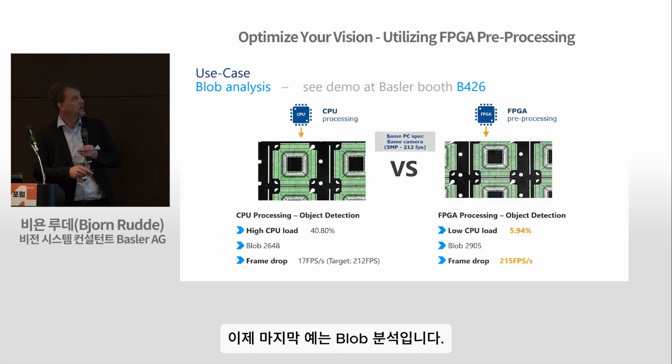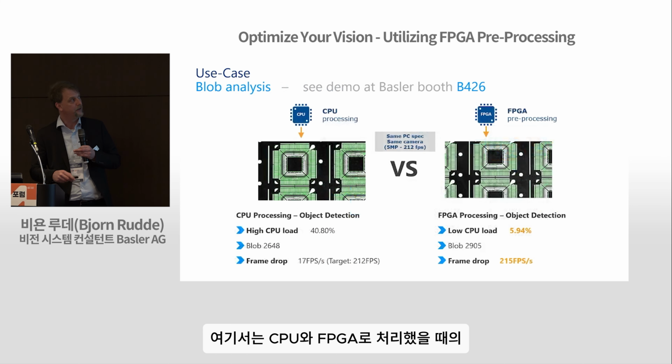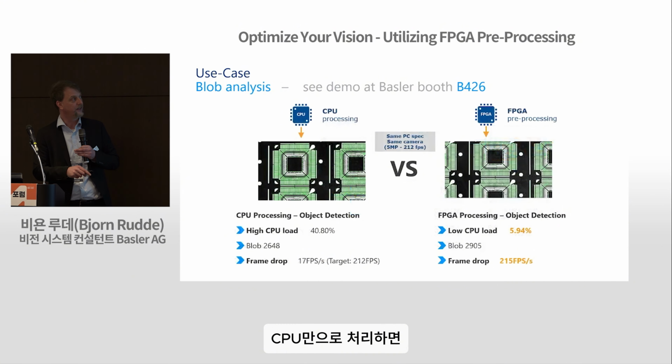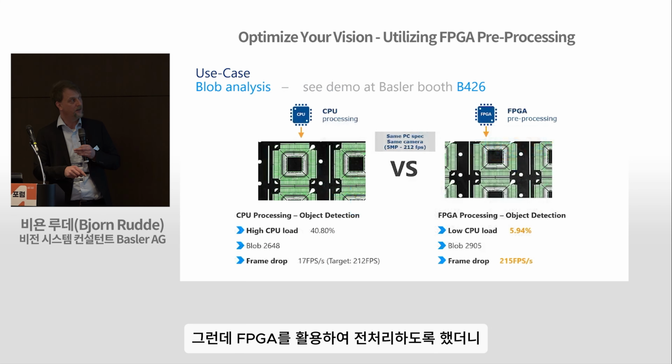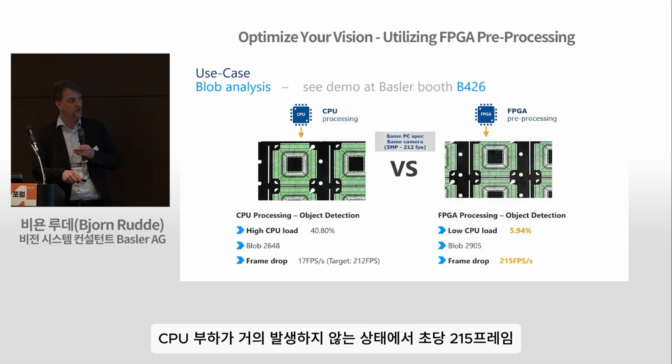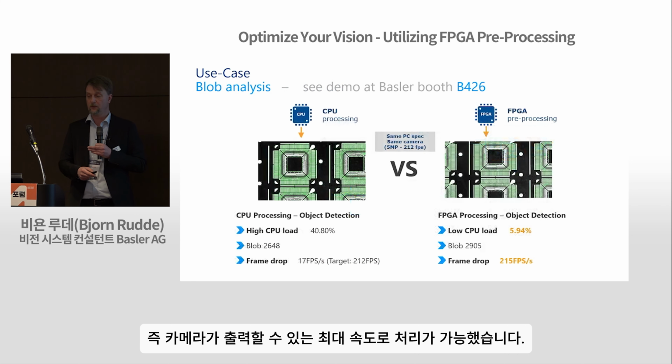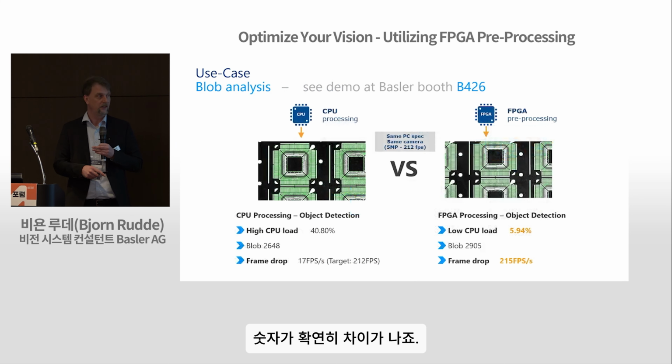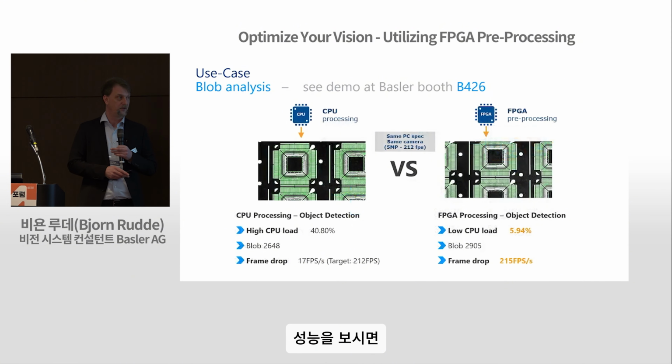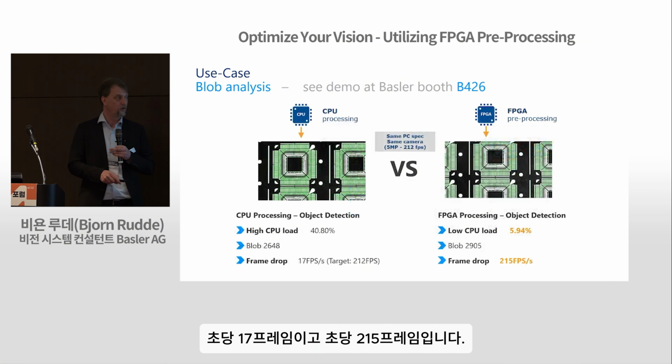The last example now is the blob analysis I already mentioned in the battery demo. And here we see a comparison between CPU and FPGA processing. So while we have a high CPU load and we can only process 17 frames per second of this 5 megapixel camera in the CPU, on the other hand, when we look at the FPGA, we reach the full target bandwidth of 215 frames per second while having nearly no CPU load. So here you see directly the benefit in numbers regarding the performance. It's 17 frames per second versus 215 frames per second that the CPU cannot reach.